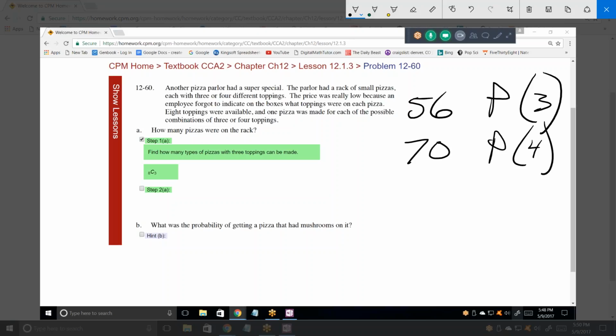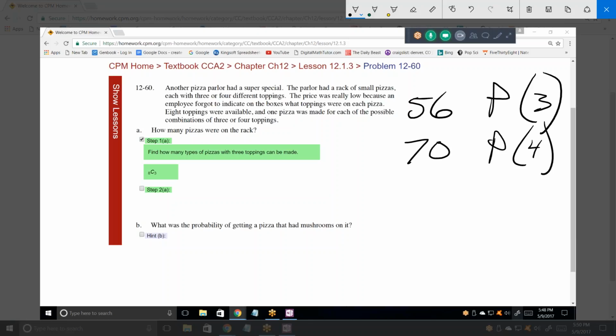Although, yeah, order doesn't matter, and that's why it's a choose problem, not a P problem. It's not a pick, it's a choose. Because we don't care if I've got pepperoni, green pepper, and onion, or onion, green pepper, and pepperoni. It's the same pizza, right? Mm-hmm. So that's why order doesn't matter.